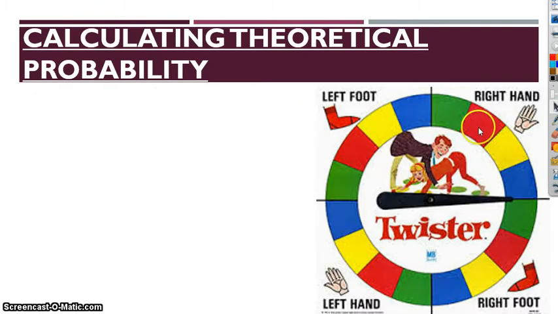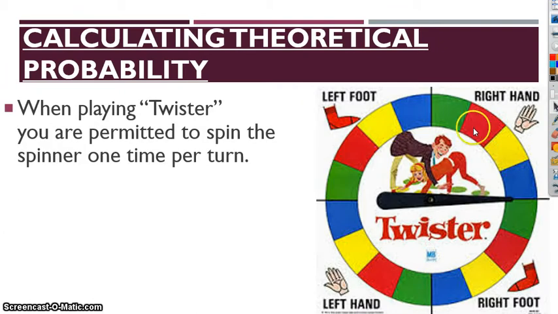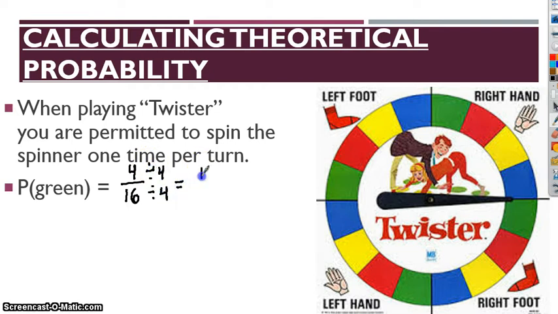Let's look at another example. When playing Twister, you are permitted to spin the spinner 1 time per turn, and here's the spinner. So what is the probability of getting green? If you look at the spinner, there are 1, 2, 3, 4 green out of 1, 2, 3, 4, 5, 6, 7, 8, 9, 10, 11, 12, 13, 14, 15, 16. So there's a 4 in 16 chance, which if you reduce that by 4, you get 1/4. You have a 1/4 chance of getting green.